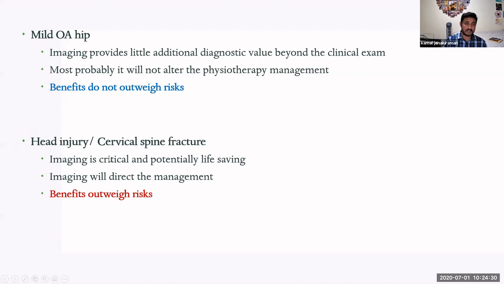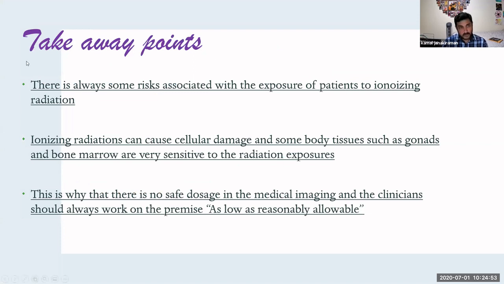Whereas in other conditions like head injury or cervical spine fracture, the imaging is critical and potentially life-saving. The imaging will direct the management. Here, the benefits outweigh the risk. Here, you need imaging to save an individual. So it is acceptable. So what are the takeaway points from this session?